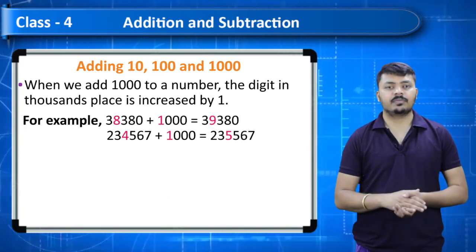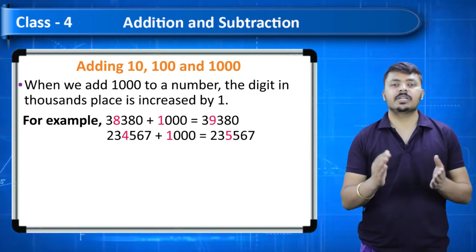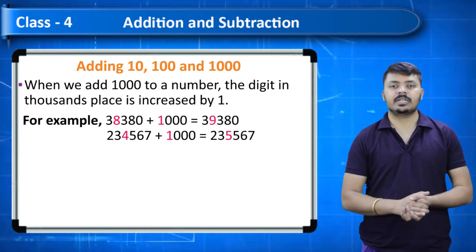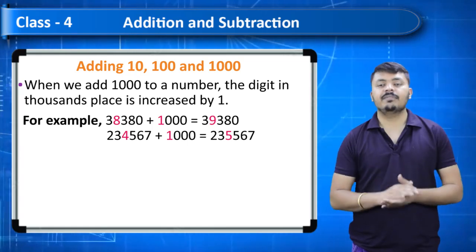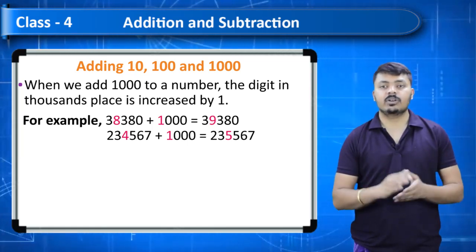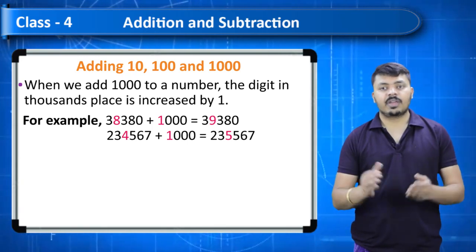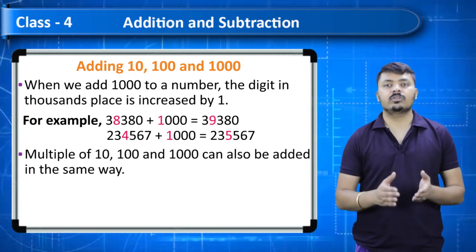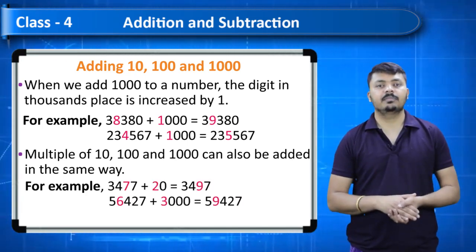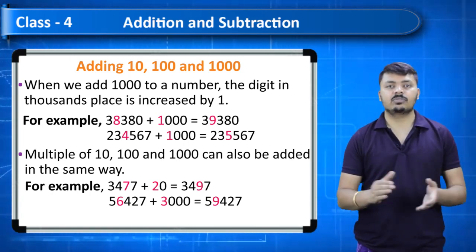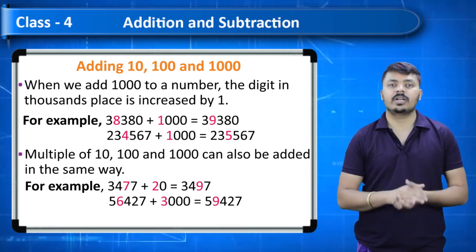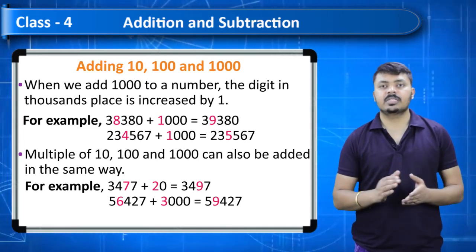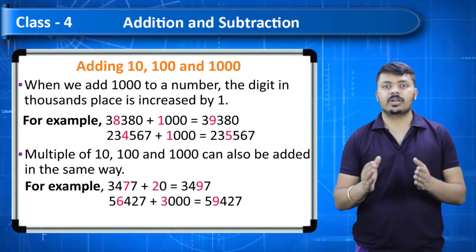When we add 1000 to a number, the digit in the thousands place is increased by 1. For example, 38,380 plus 1000 is equal to 39,380. 2,34,567 plus 1000 is equal to 2,35,567. Multiples of 10, 100 and 1000 can also be added in the same way. For example, 3,477 plus 20 is equal to 3,497. 56,427 plus 3,000 is equal to 59,427.